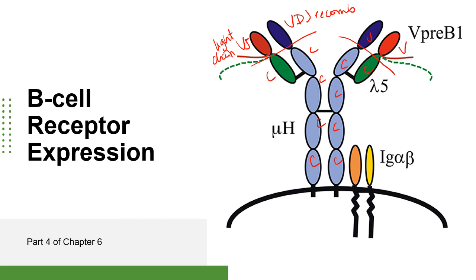Those constant regions on the heavy chain can be of one of five different types. Mu for IgM, delta for IgD, gamma for IgG, epsilon for IgE, alpha for IgA.